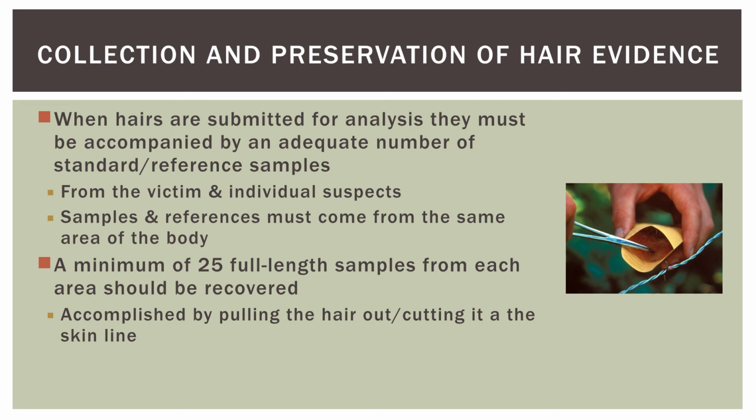A minimum of 25 full-length samples from each area should be recovered, and this is accomplished by either pulling out the hair from the scalp or from the skin, or cutting it at the skin line. But especially if they're looking for DNA evidence, they want to take it from the scalp by pulling it.